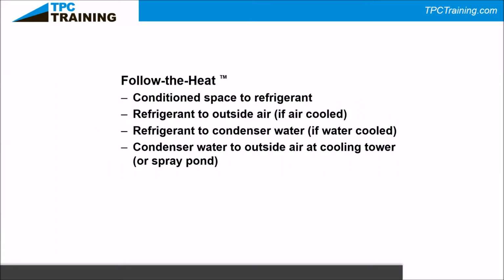So picking up and moving the heat is what the refrigeration cycle is doing for us. Taking the heat from the conditioned space and moving it to the refrigerant. And from the refrigerant, we're going to take it and move it outside. Then we have a couple options here. We can have an air-cooled condenser, a water-cooled condenser, or a cooling tower.